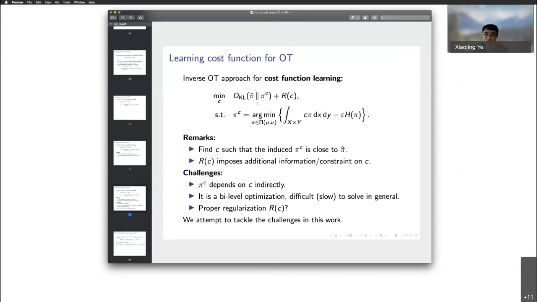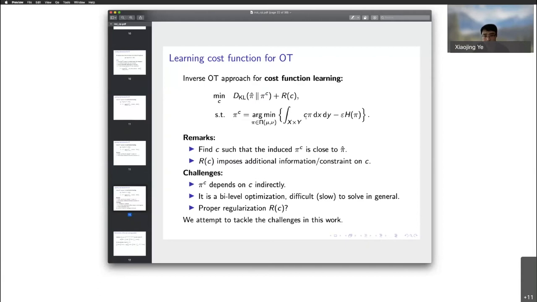So in this case, the matching could be a little bit difficult, but we can always perturb this pi hat by some small density on the zero observations, and then you can still match. But the point here is that if you give such a pi hat, the inverse OT will treat it as saying that at certain locations the probability is really low. In those cases, they will just make this C very large at those places.